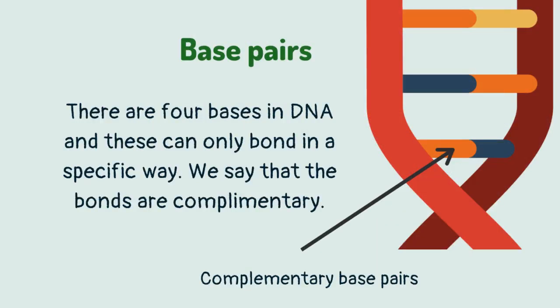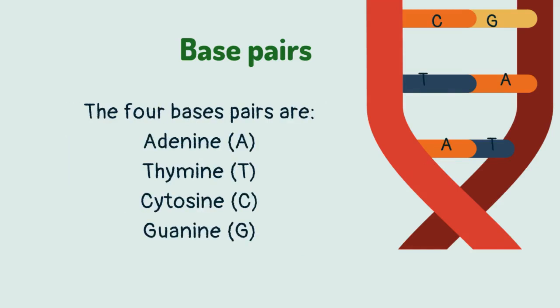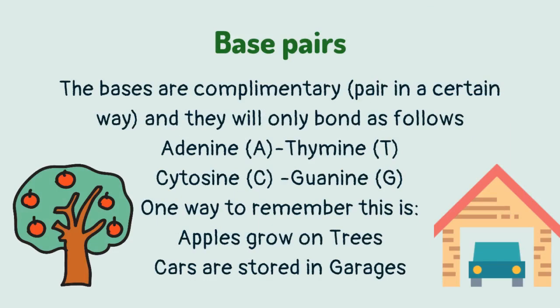There are 4 bases in DNA, and these can only bond in a specific way. We say that the bonds are complementary. The 4 bases are adenine, thymine, cytosine, guanine. The bases are complementary and so will only bond in the order of adenine to thymine, and cytosine to guanine.